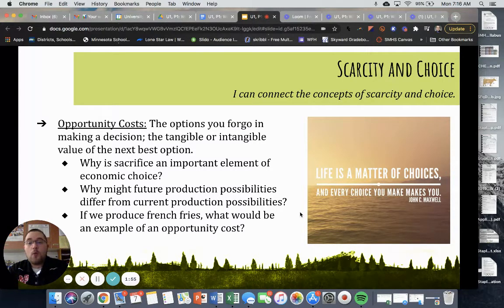Number two, why might future production possibilities differ from current production possibilities? So why might things that are way ahead in the future, let's say how many cups of coffee we can produce in 2021, why might that number be different than what it is here in 2020? And lastly, if we produce French fries, what would be an example of an opportunity cost? So if I am the Ore-Ida company and I'm producing French fries, what would be an example of something that I am foregoing in doing that?